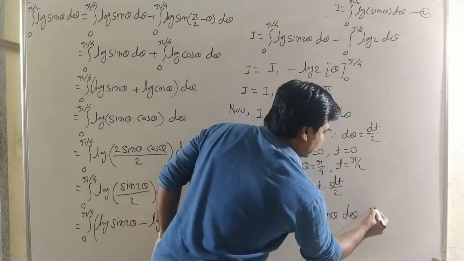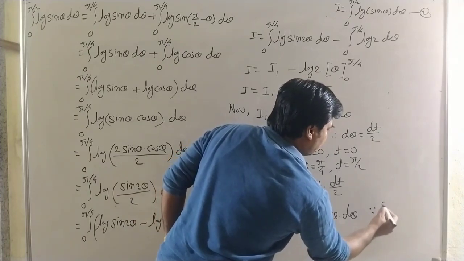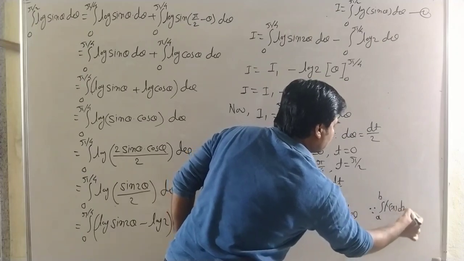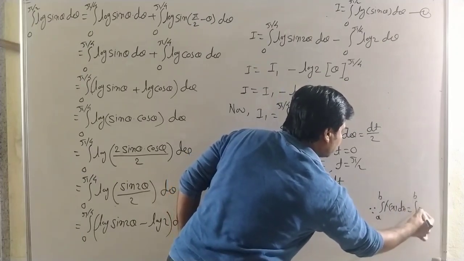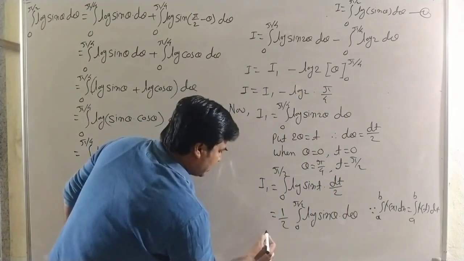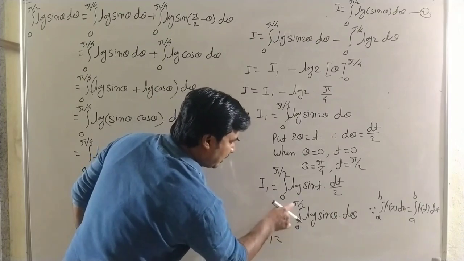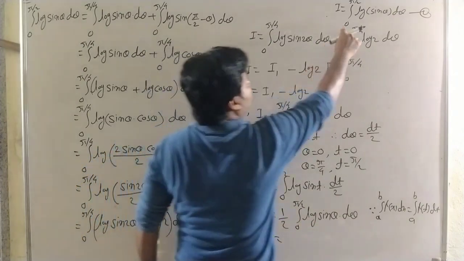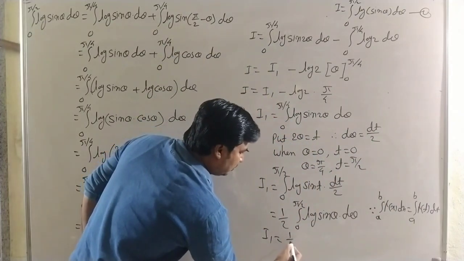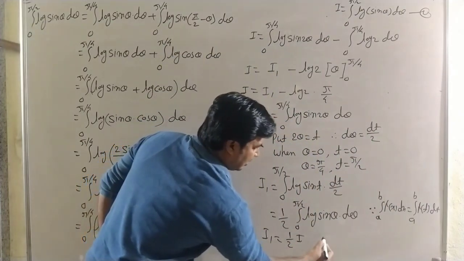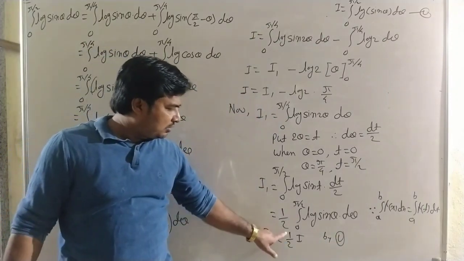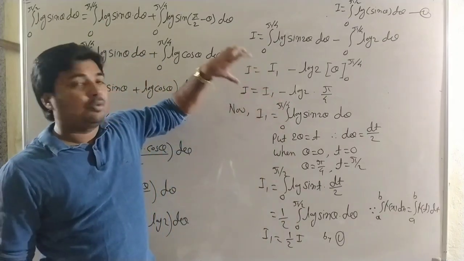Here we can write the property in the standard form: integral a to b f of x dx is equal to integral a to b f of t dt. And now I1 is equal to 1 by 2 integral 0 to pi by 2 log of sine theta d theta, which is equation number 1. It is 1 by 2 I. That means I1 is replaced by 1 by 2 I.